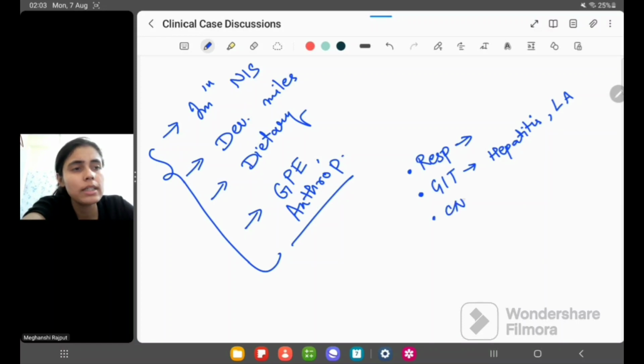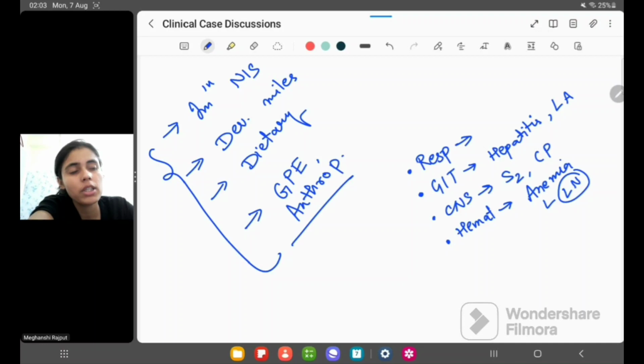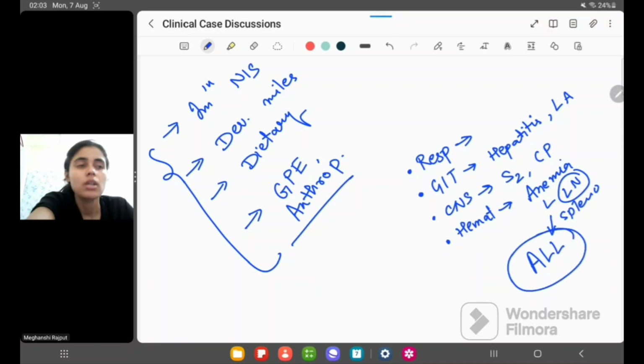In CNS, there could be a case of seizure, epilepsy, cerebral palsy, or global developmental delay. CVS cases are not provided much, like PDA or VSD can be given, but not much. In hematology, the cases could be of anemia, and in this you need to check if there is any lymphadenopathy, hepatomegaly or splenomegaly. And if these findings are there and the chief complaint is fatigue, easy fatigability, you can think of ALL, acute lymphoblastic leukemia. So these cases can be presented.